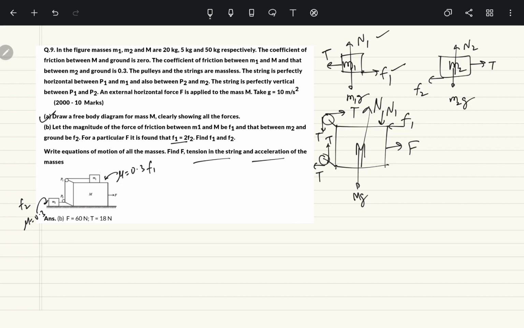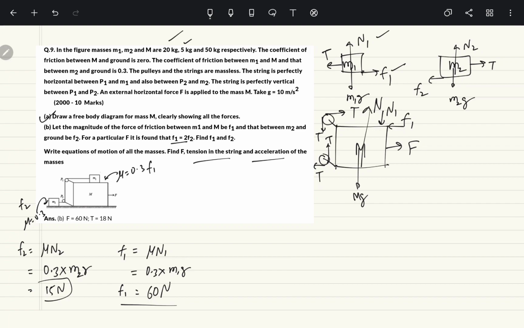Okay, so here first we'll find the limit of the frictions F1 and F2, the maximum values. The F2 will be mu into N2, where mu is 0.3 and N2 is m2g. m2 is given as 5, so it makes it 15 Newton. And similarly, if we calculate F1, which is mu N1, mu is 0.3 into m1g. m1 is given as 20, so 20g is 200, which makes it 60 Newton. So this is F1.